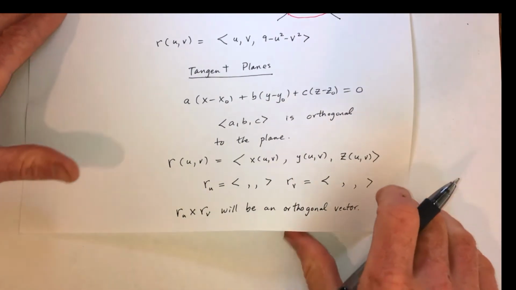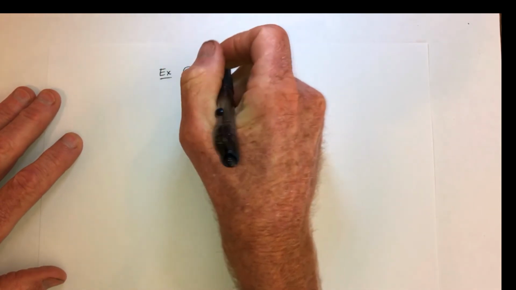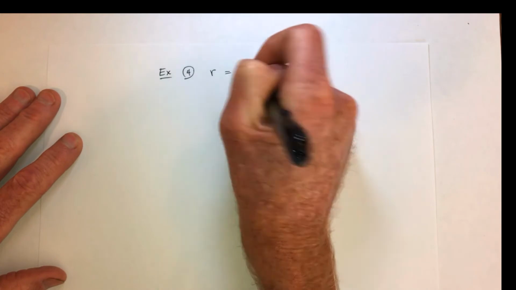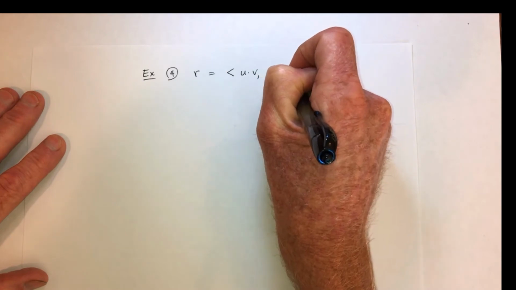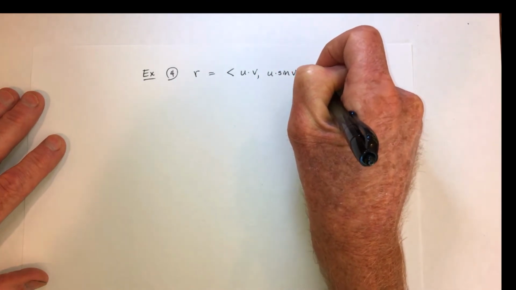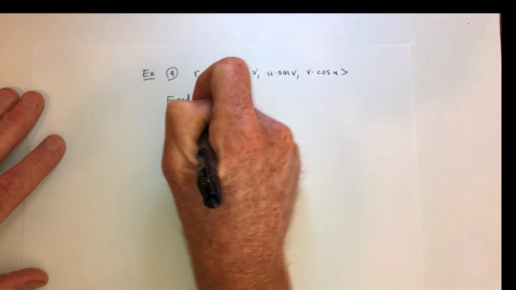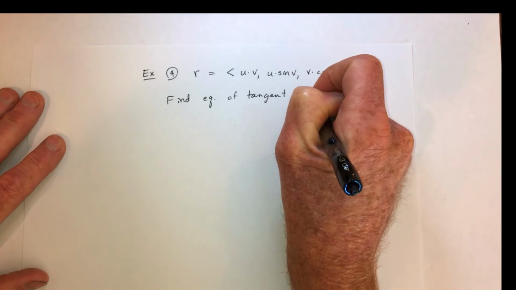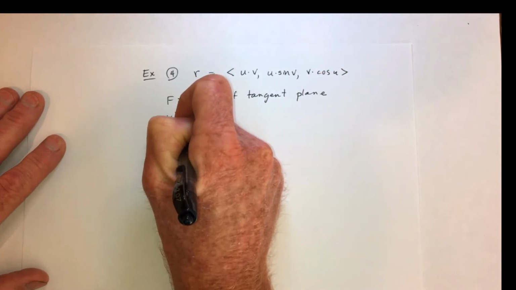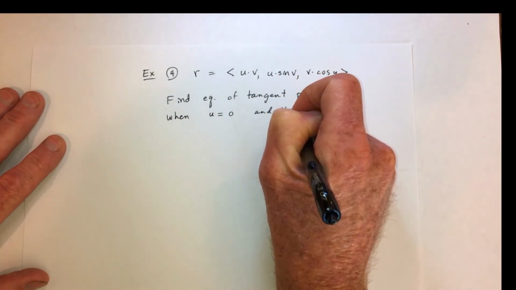Okay, then on to example number 4. For example number 4, r is going to be, the first component is just u times v, and then we'll have u times sine of v, and v times cosine of u. And then find the equation of the tangent plane when u is equal to 0 and v is equal to pi.